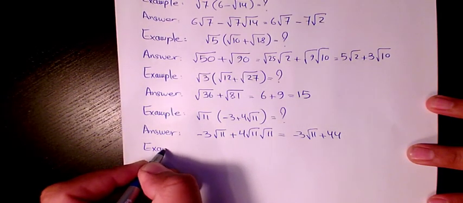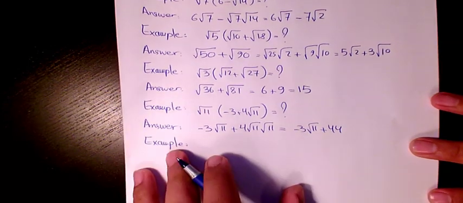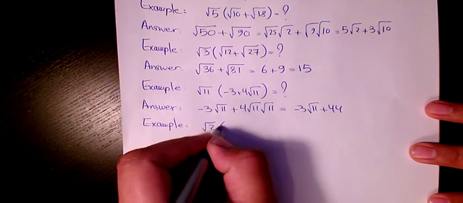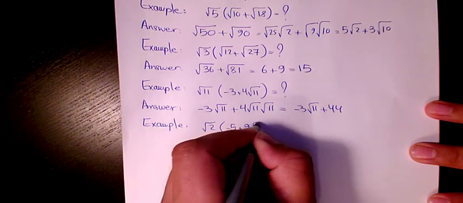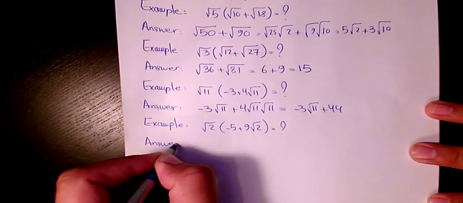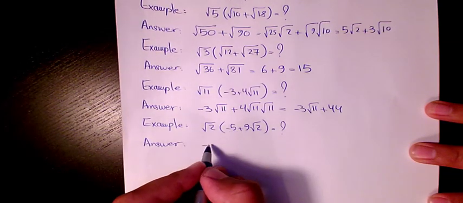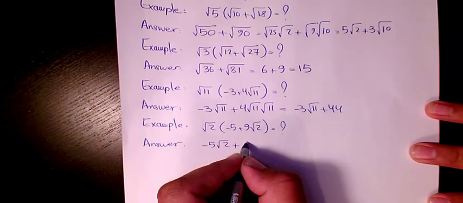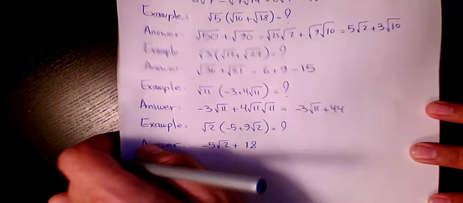Next example, root 2 times negative 5 plus 9 root 2. Answer is negative 5 root 2 plus 9 root 2 times root 2 is going to be 9 times 2, which is 18.